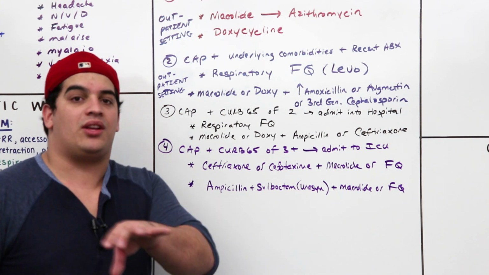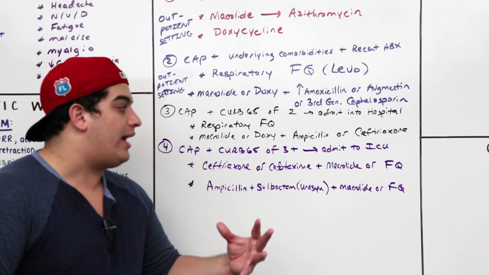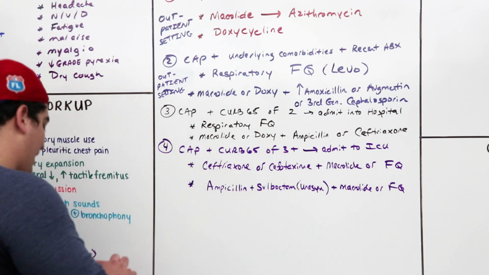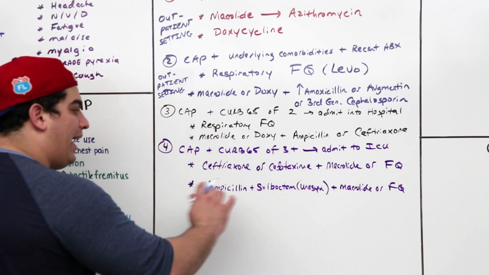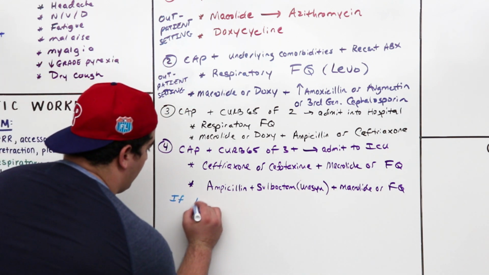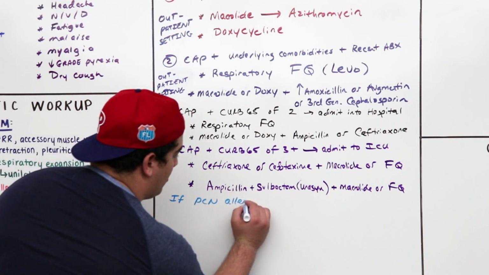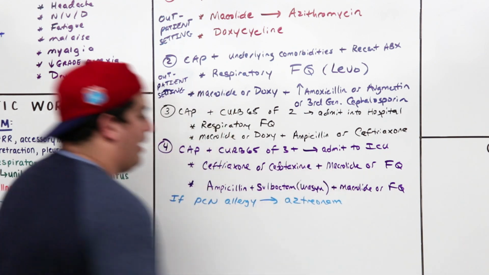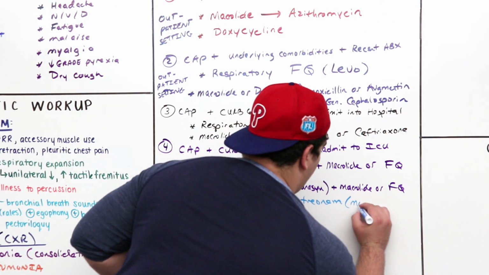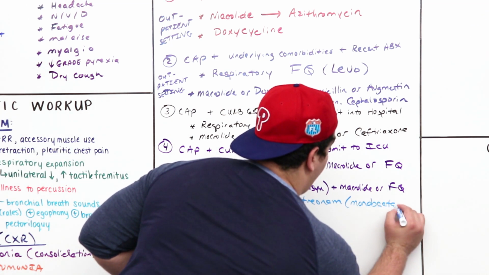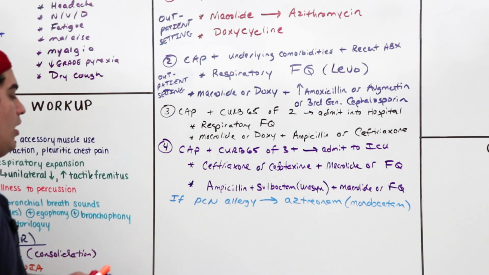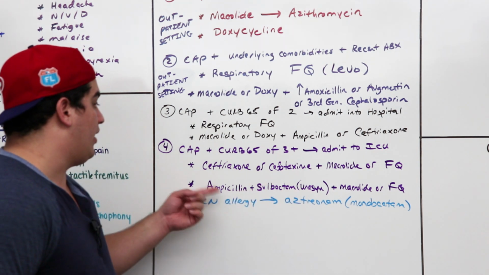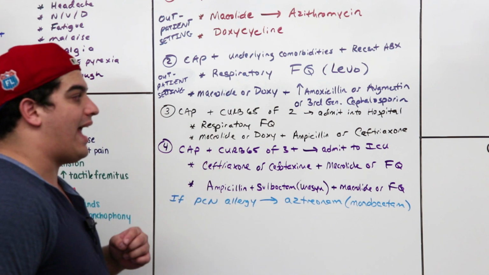So if they have a penicillin allergy, the beta-lactam that we like to give is a monobactam called aztreonam. So I want you guys to remember that if the patient has a penicillin allergy, you want to give aztreonam. And aztreonam is a monobactam, which is a pretty broad spectrum antibiotic. It's a pretty good one. Okay, so penicillin allergy, you want to give something like aztreonam instead of giving ampicillin or instead of giving ceftriaxone. Okay?